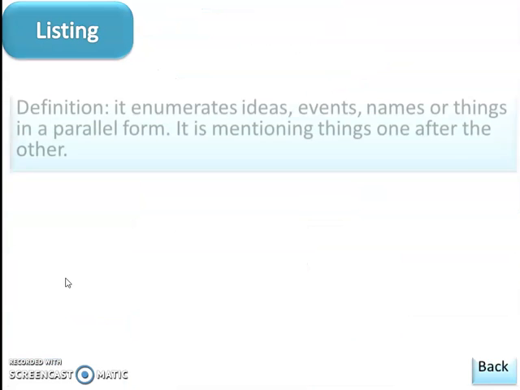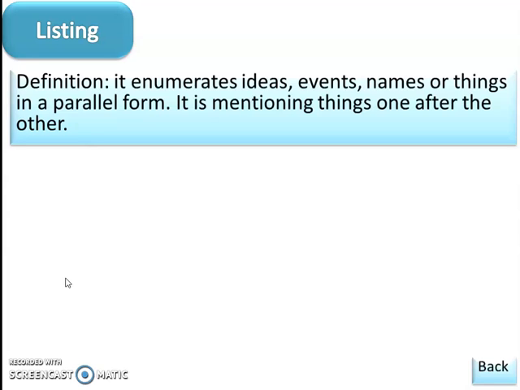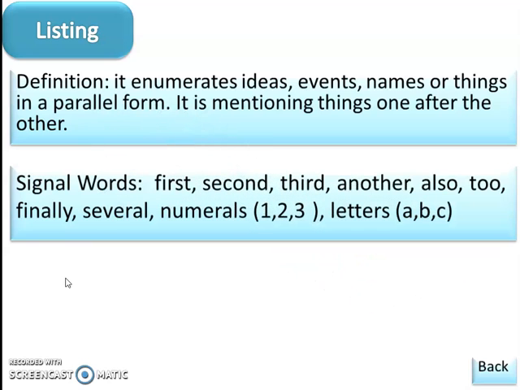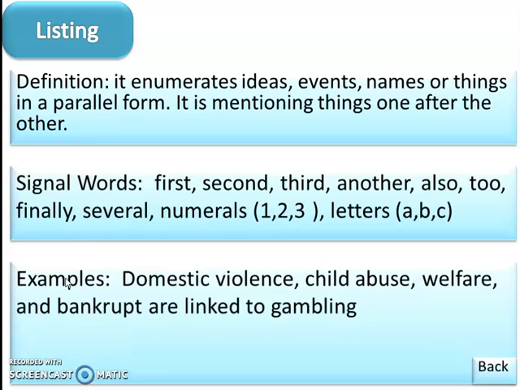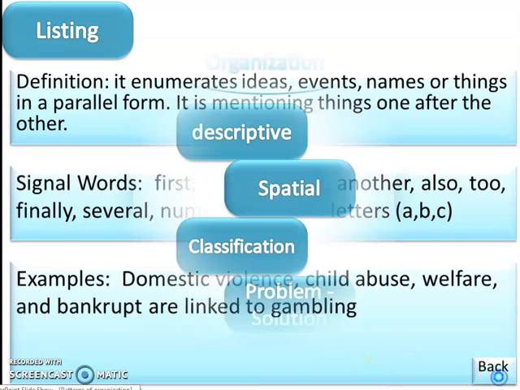Number 4, listing. I should have ideas, events, names, or things in a parallel form, 3 items in a row or even more. These are some of the signal words. And this is an example. Domestic violence, child abuse, welfare, and bankruptcy are all linked to gambling. Four items that are related to each other. They have a parallel form because they are all nouns. So they are listed.